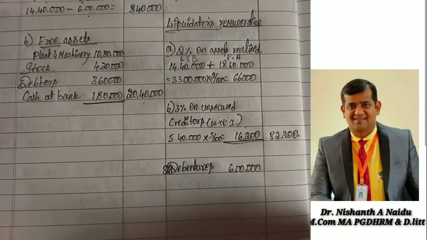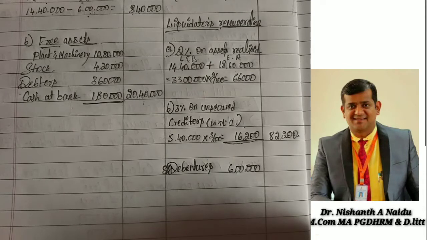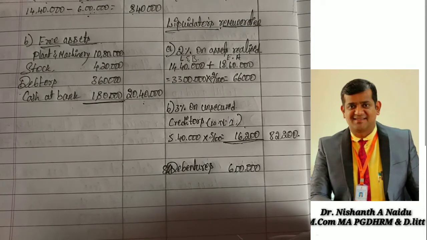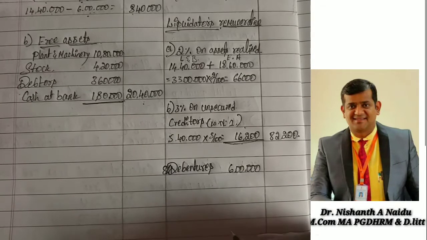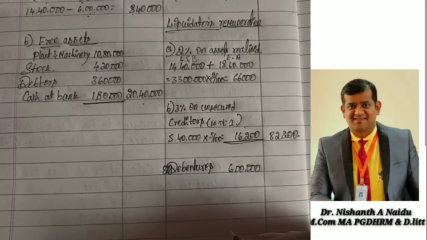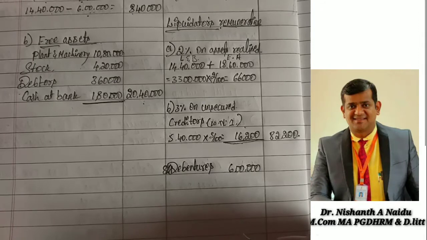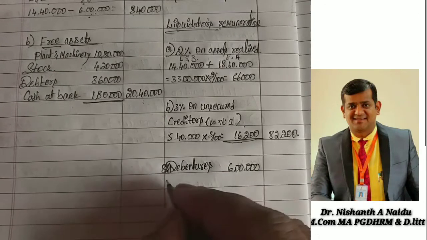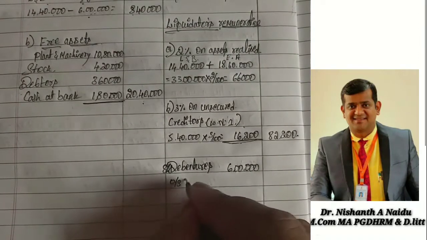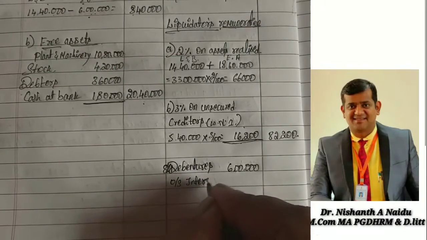But we are settling the payment on which date? Look at the adjustment. All the payments were made on 30th September 2005. That means the liquidation took place on 1st April, but we are making the settlement on 30th September. So there is a gap of 6 months, and this 6 months interest has to be paid.